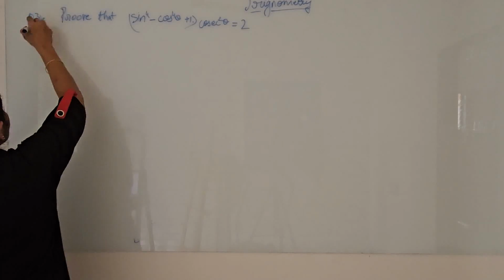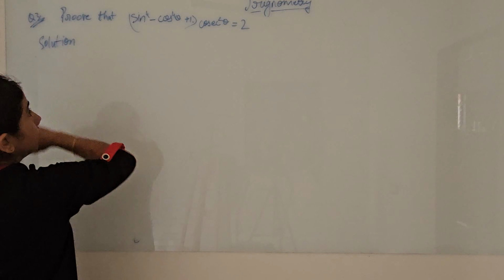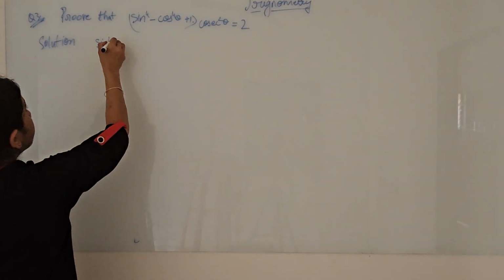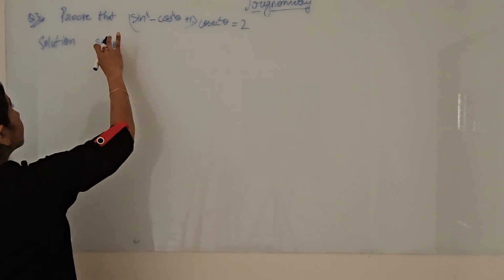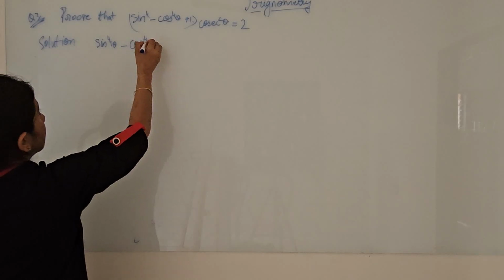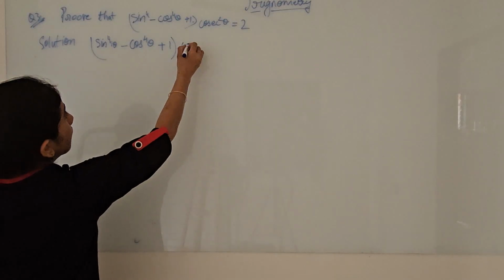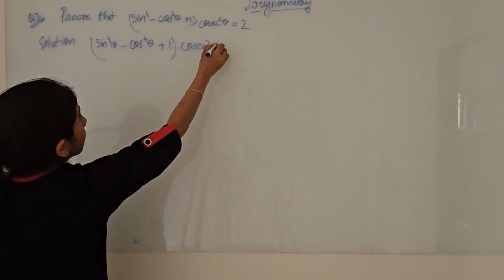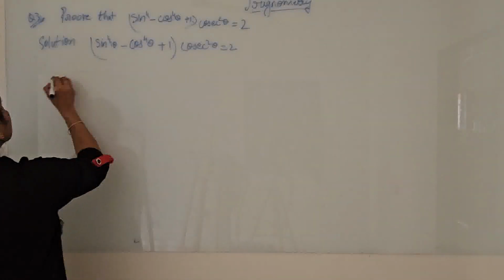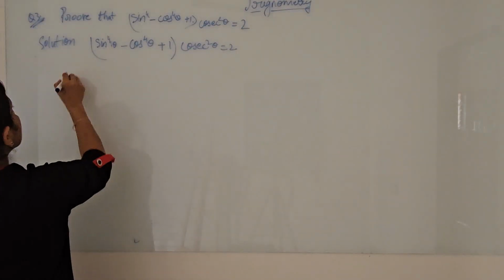This is question number 3, right? Starting with the solution part, as usual, writing what is given first. So given is (sin^4 theta minus cos^4 theta plus 1) into cosec^2 theta is equal to 2. Okay, now starting with the LHS part.